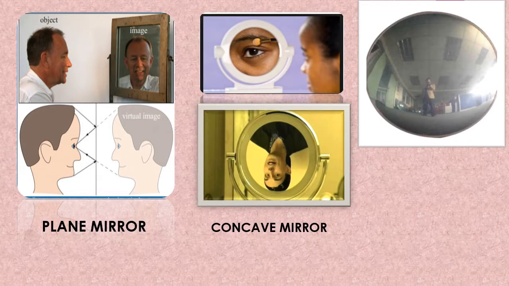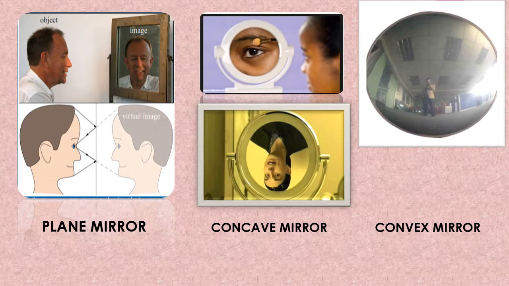Concave mirrors are the only mirrors which give a magnified erect image when the object is very close to the mirror, and they give an inverted real image when the object is far. We'll study this in detail. So the second one is a concave mirror. In the third figure, please see children, you can see a diminished image of the person or the object. So that is a convex mirror.